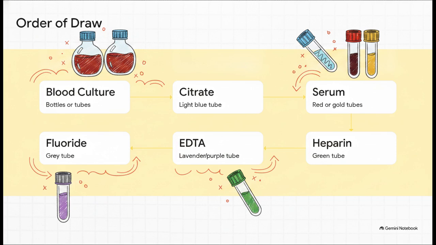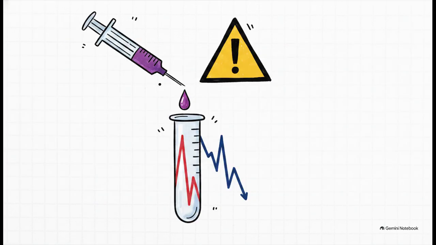To prevent this, the standard CLSI-based sequence dictates drawing in this order: blood culture bottles first, then the light blue citrate tube, then the red or gold serum tubes, followed by the green heparin, the purple EDTA, and finally the gray fluoride tube. And this brilliantly illustrates exactly why that order matters.